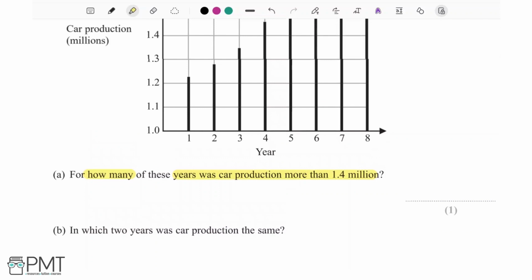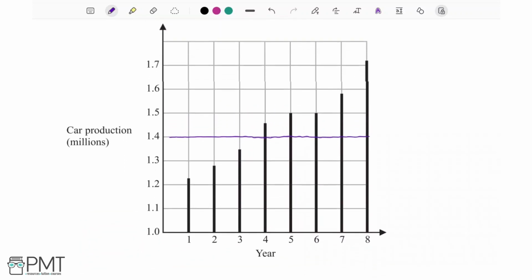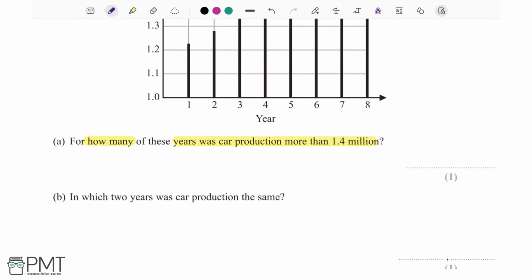for 1 mark? Okay, so what I'm going to do is go to 1.4 million and just draw a little line like this. The reason I'm going to do this is it's going to make it easier for me to see when car production was higher than this. Okay, so this is year 4, year 5, year 6, year 7, year 8. So 1, 2, 3, 4, 5. Okay, so we can say that our answer for this part is 5. This part is worth 1 mark, and you get 1 mark for the correct answer of 5.